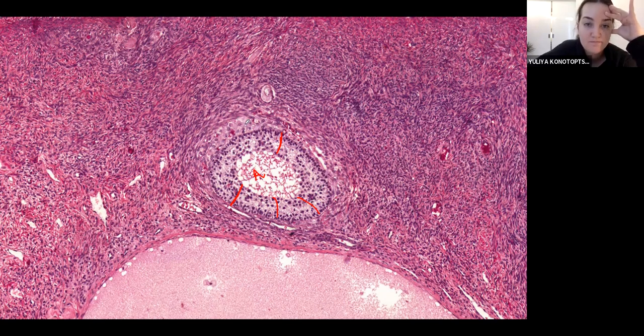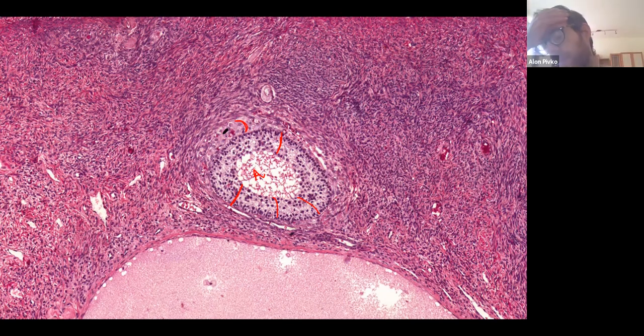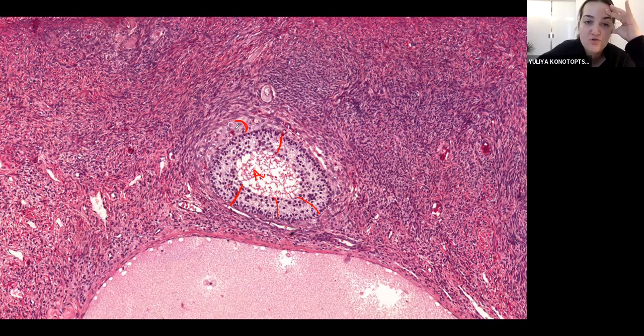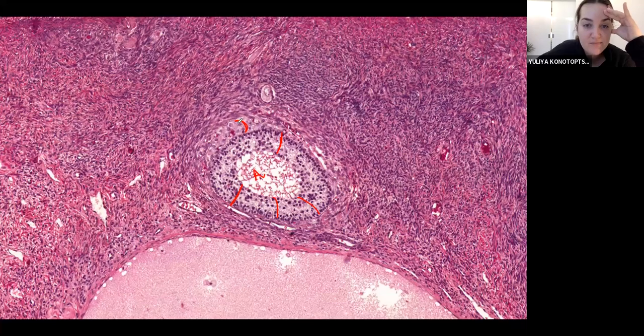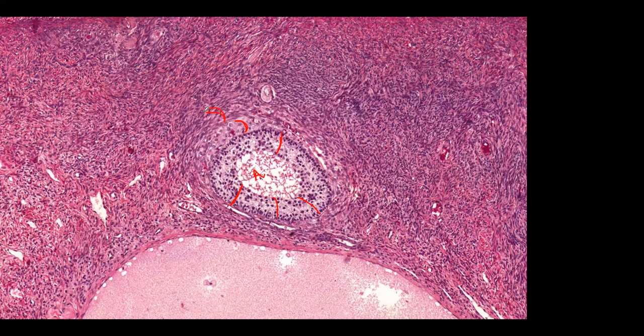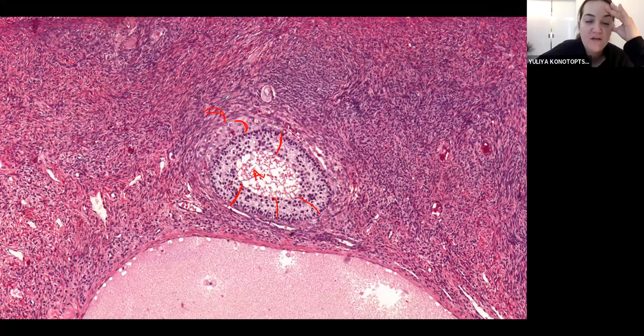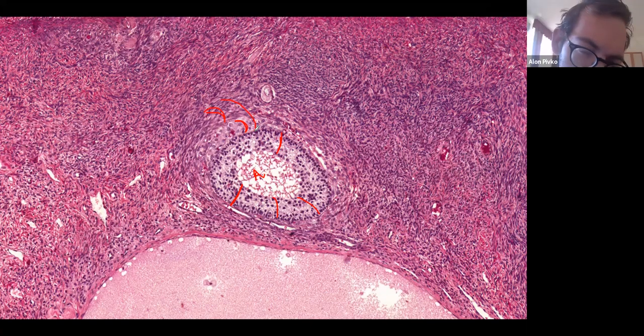What about these ones? They have LH receptors. Theca interna. Theca interna cells. And what about this one? Theca externa. Together, theca interna and theca externa are known as theca folliculi. Theca folliculi, very good. Okay.